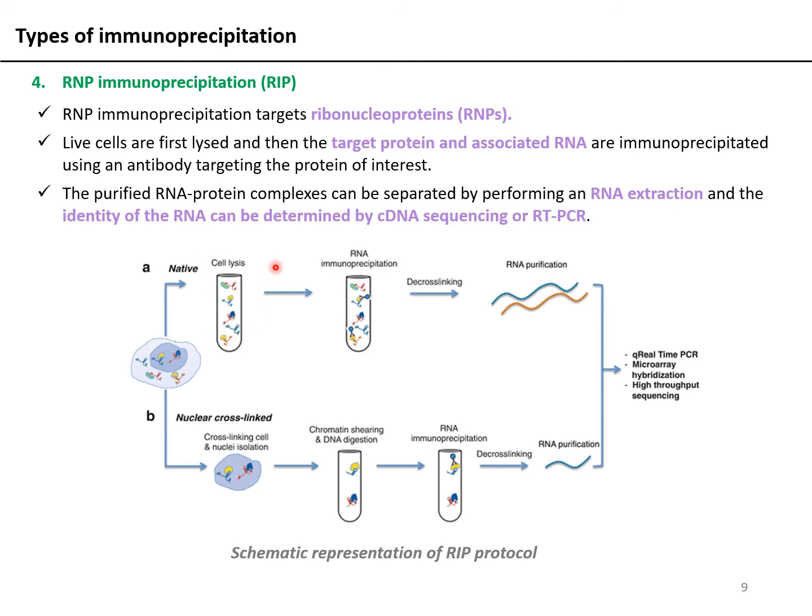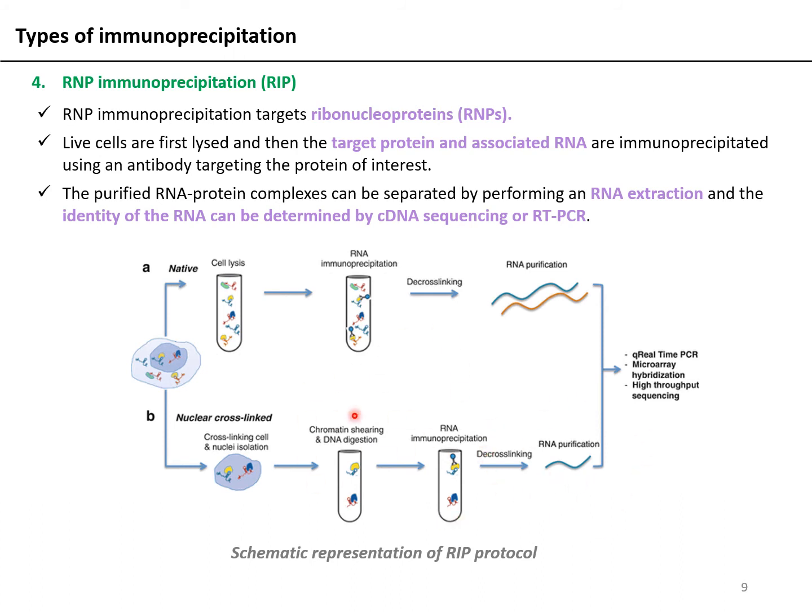So in the native kind, you are simply isolating the entire cell lysate, that is both the nuclear content as well as the cytoplasmic content. But in this case, you're isolating only the nucleus and cross-linking it. And then you shear the chromatin and digest the DNA. You do RNA immunoprecipitation and you de-cross-link, and you have your purified RNA.